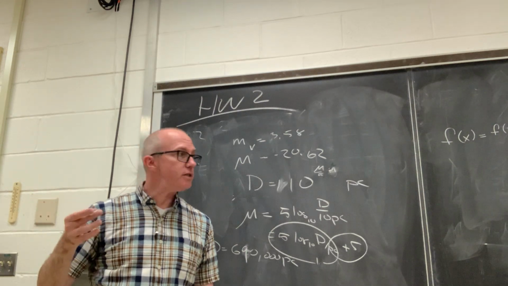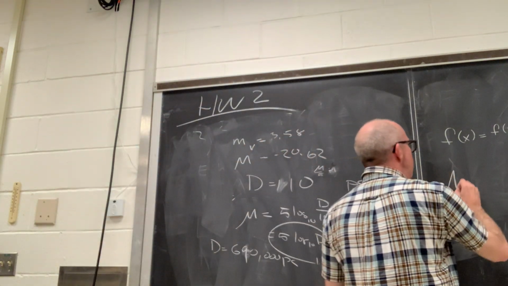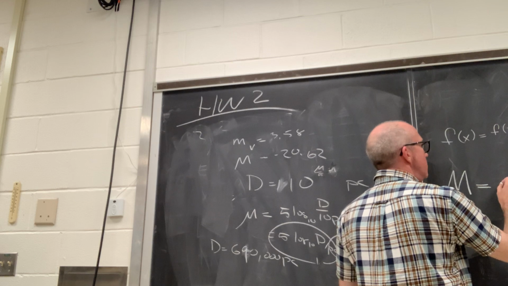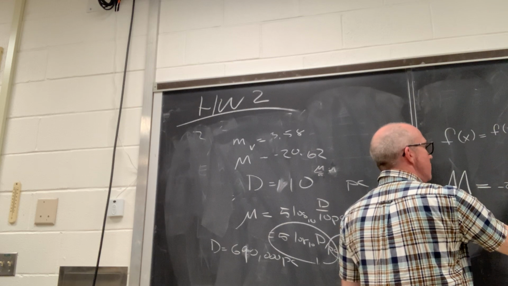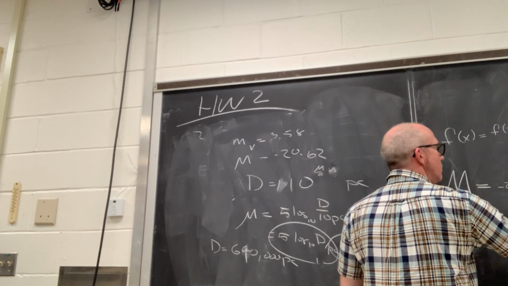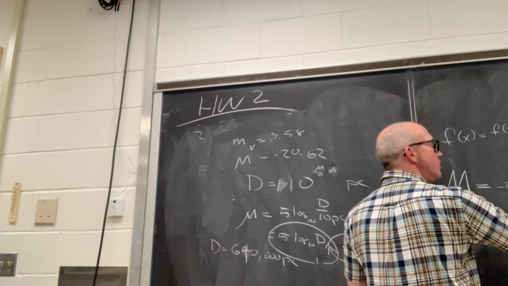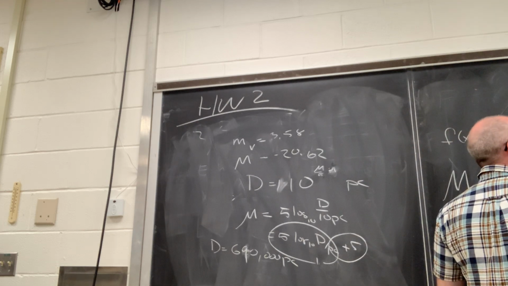So that's a really good question. So M is going to be minus 2.5 times the log base 10 of L over 4 pi d squared. So to get L, it's going to be the integral of all the light.